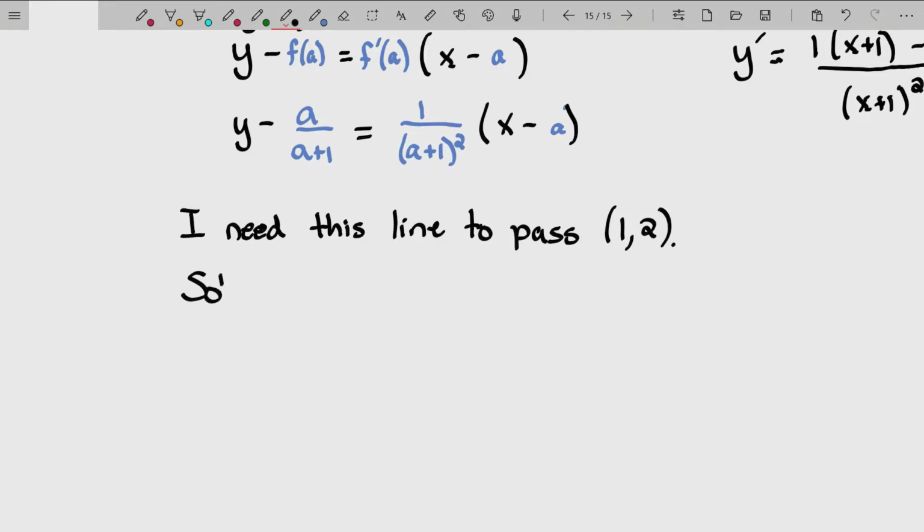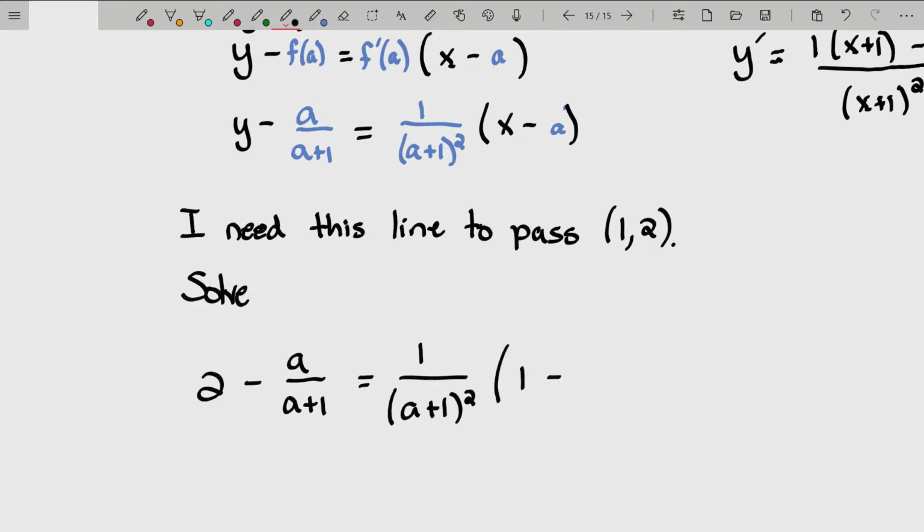So we're going to solve 2, letting y equal 2, minus a over a plus 1 is equal to 1 over (a plus 1) quantity squared times (1 minus a). We're basically just going through and seeing, can this happen? Is there a solution to this equation, essentially? Because if there's no solution to this equation, then there's no tangent line that will ever go through that point. That's a great way to think about it. If I can't find a solution here, then there's no way I can get a line to pass through that point.